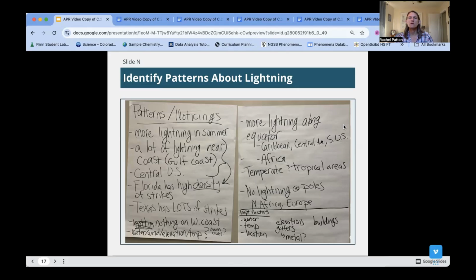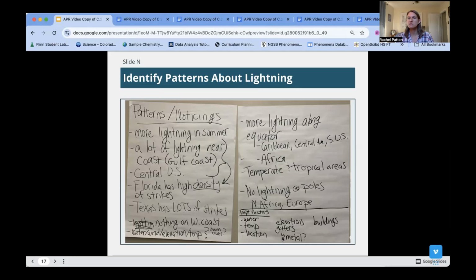There seems to be more along the equator. At temperate and tropical areas, there seems to be very little lightning at the poles, and also very little lightning in North Africa and Europe. Here are the important factors that this class came up with for things they think influence the amount or the rate of lightning: water, temperature, location, elevation.